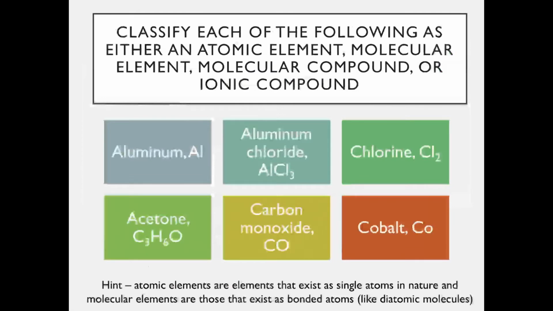Okay, I want you to go ahead and pause here and classify each one of those as an atomic element, a molecular element, a molecular compound, or an ionic compound. And I have a hint for you at the bottom. Atomic elements are elements that exist as single atoms. And molecular elements are those that exist as bonded atoms, like those diatomic molecules from the earlier slide. So go ahead, pause, and then when you're ready to know the answers, unpause.